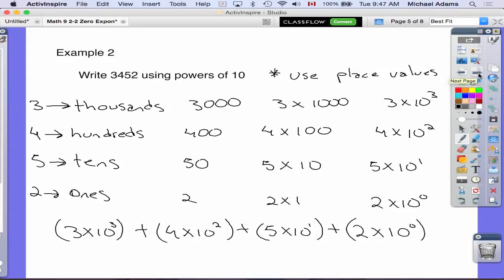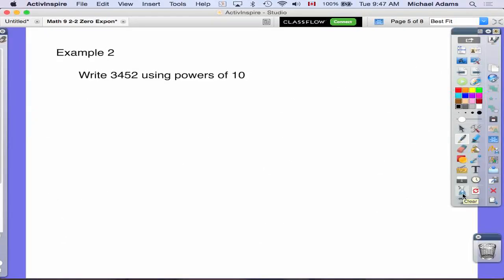Alright, so now let's take a look at this one here. Okay, let me just clear the annotations. Okay, so now it says, example 2, write 3,452 using powers of 10. This is going to be kind of slightly confusing, but what I'm going to say is, let's use place values. And because I put a star beside it, that means it's important.